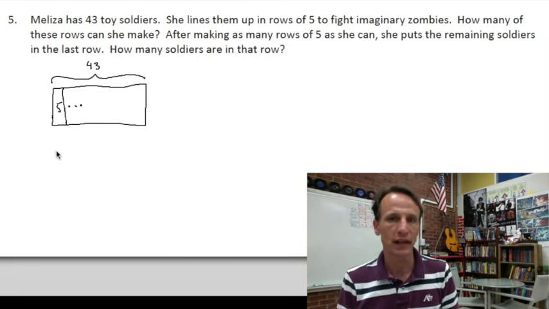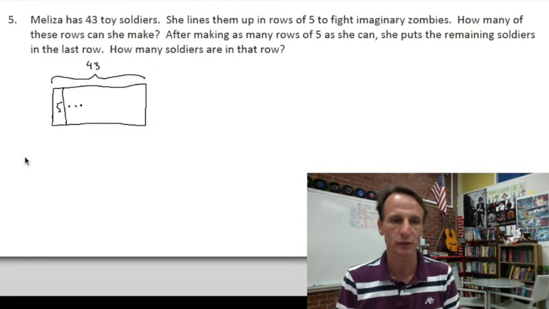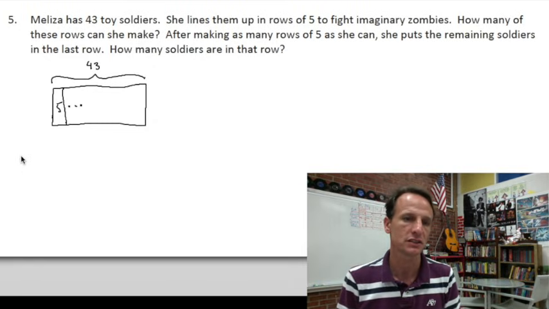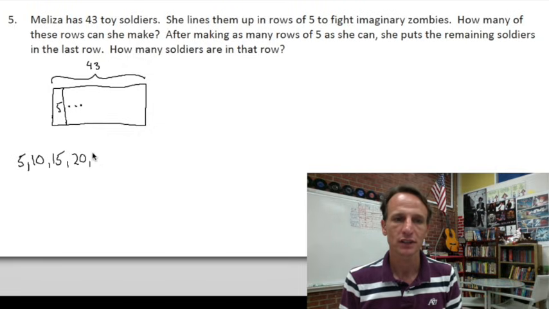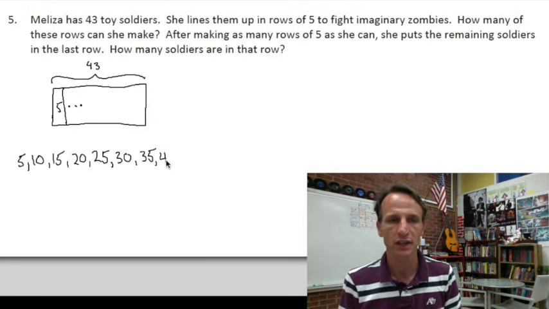And to find out how many rows there, well, skip counting is a favored method, and skip counting by 5 is nice and easy. So 5, 10, 15, 20, 25, 30, 35. And then when we get to 40, we realize, okay, we can't do another one. We are going to have those 3 left over in order to make the 43 that she has in all.